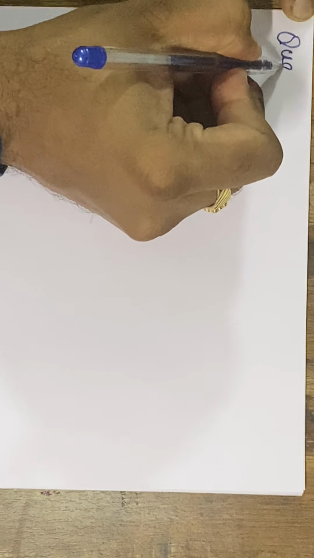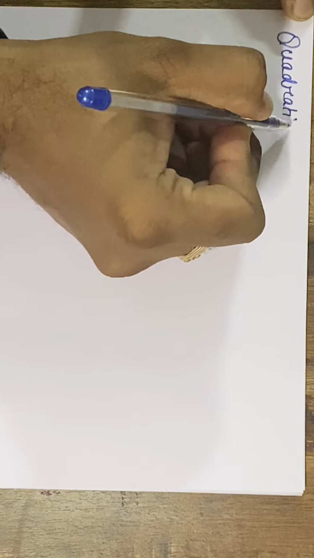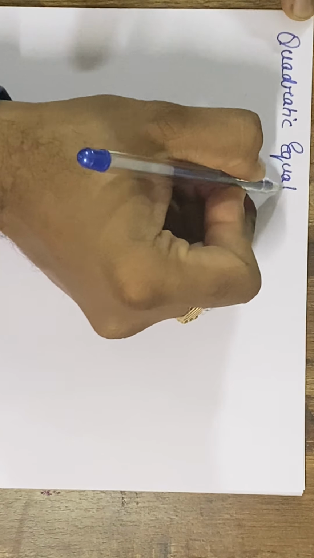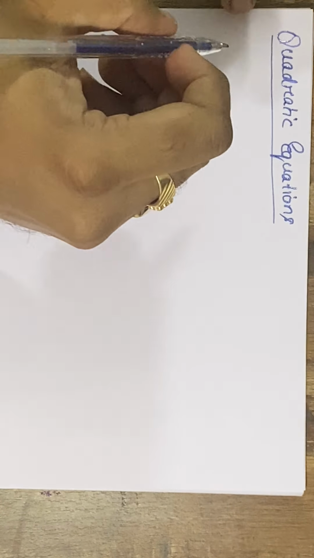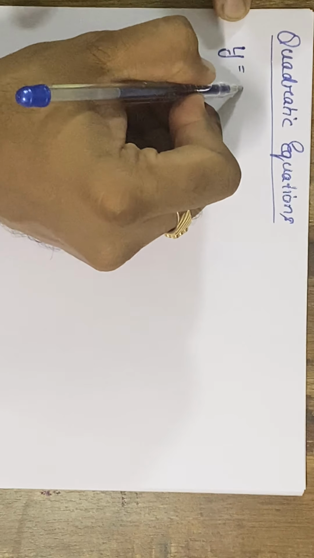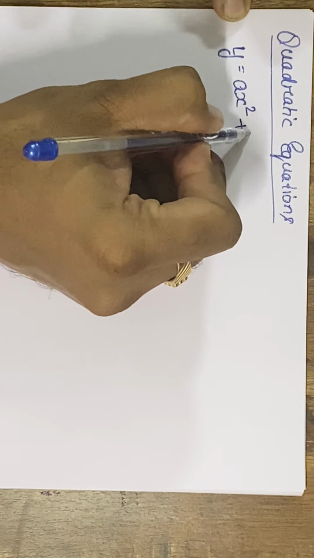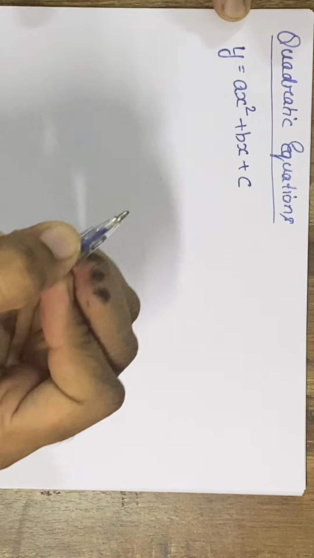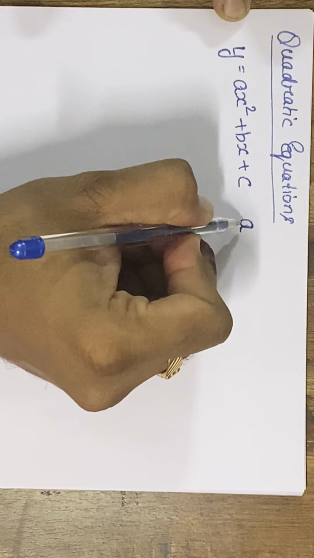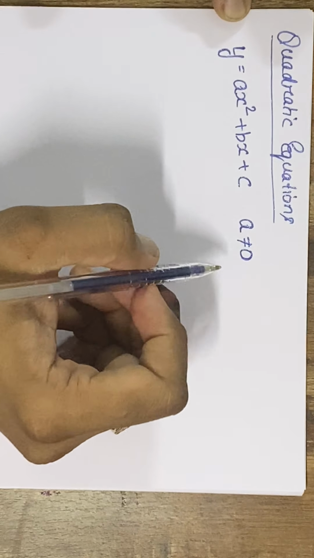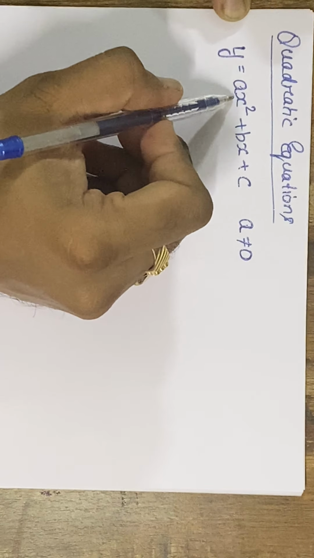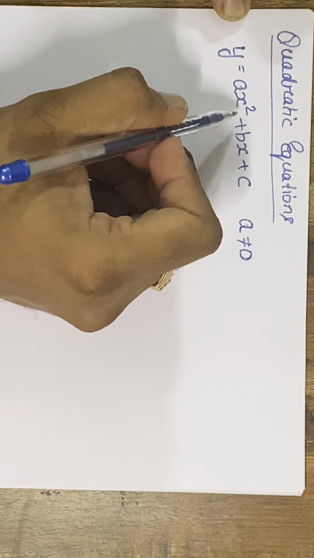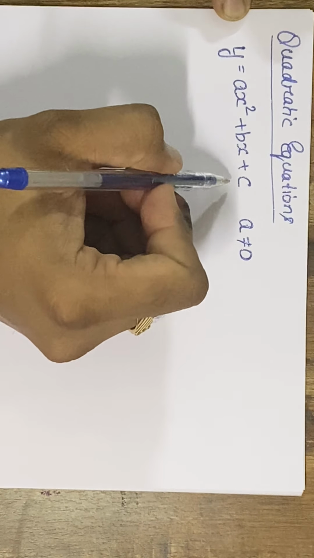Hello students, today we are going to start with quadratic equations. So far we have learned that any quadratic equation can be written as y equals ax squared plus bx plus c, where a cannot be 0. The reason why a cannot be 0 is that if a becomes 0, 0 into x squared, this whole part will become 0 and hence this will become a linear equation.